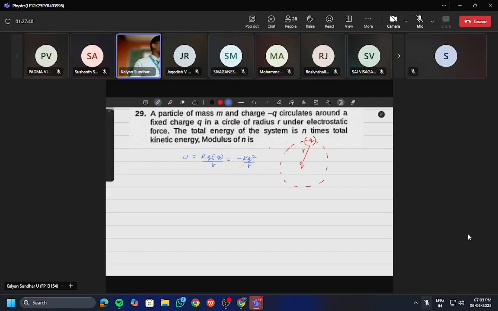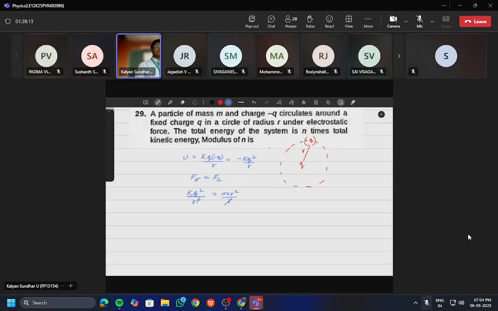How can we find the kinetic energy? It is revolving around this charge only with the help of the electrostatic force. The electrostatic force is the one which is supporting your centripetal force. For circular motion, no separate centripetal force is needed. So force due to electrostatic will be equal to force due to centripetal. What is the electrostatic force? KQ square by R square. Correct? And this will be M into V square by R, where the charge's mass is M. This R cancels out. Correct?